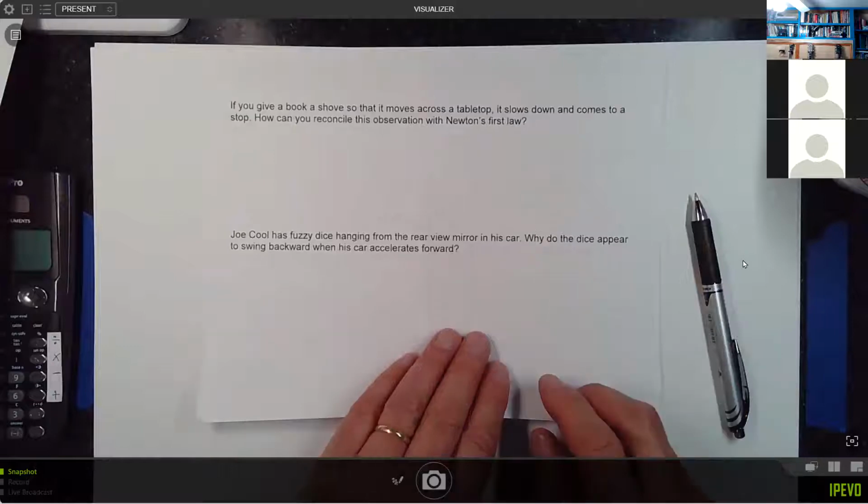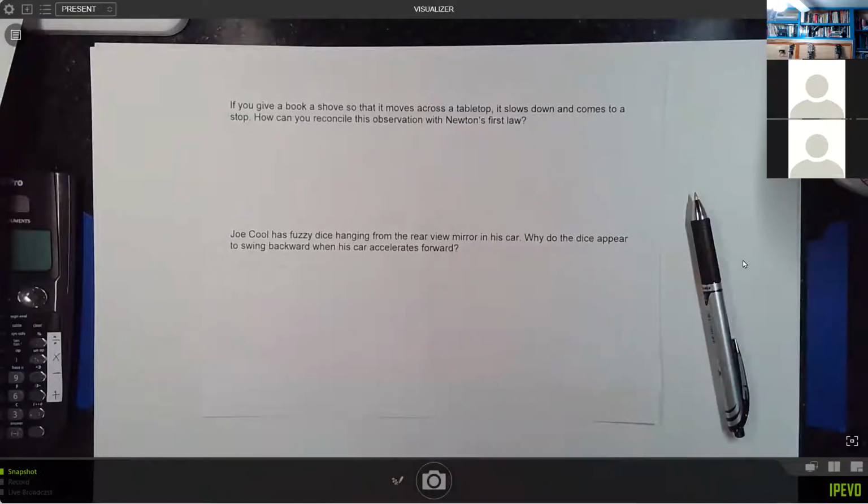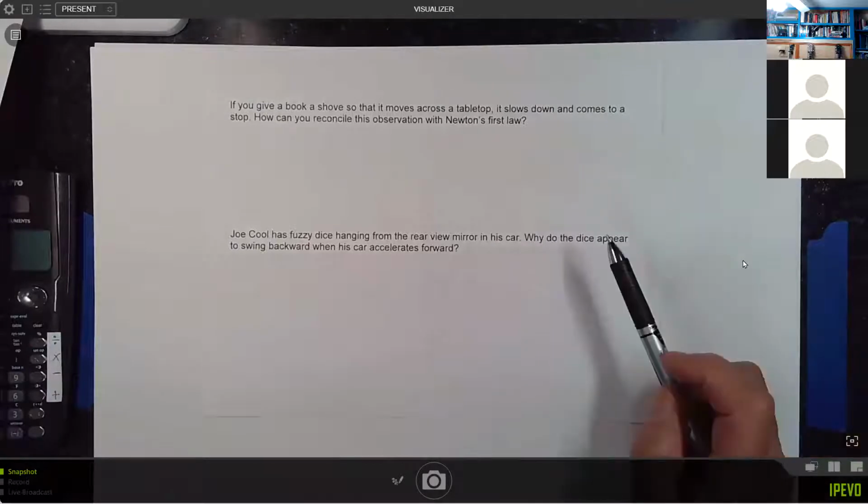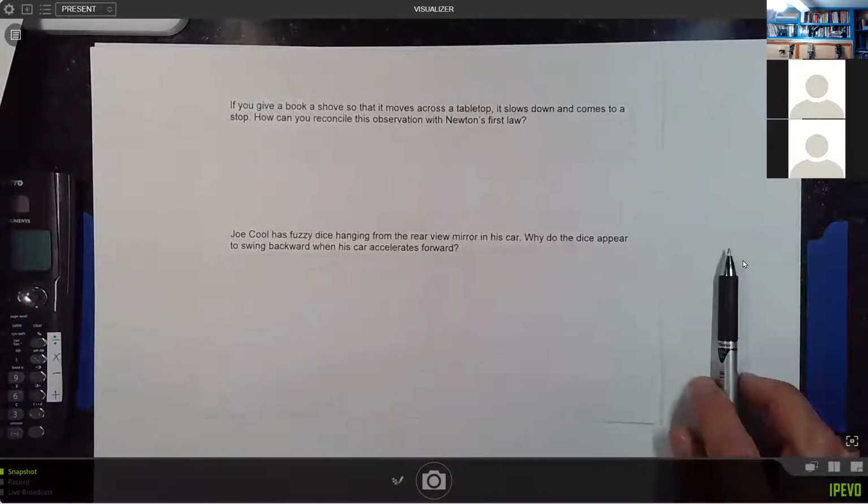Let's see. Joe Cool has fuzzy dice hanging from the rear view mirror in his car. Haven't seen fuzzy dice lately. I guess you can actually get tickets for having those because they obstruct your view of the road. In most states, you can anyway. Why do the dice appear to swing backward when his car accelerates forward?